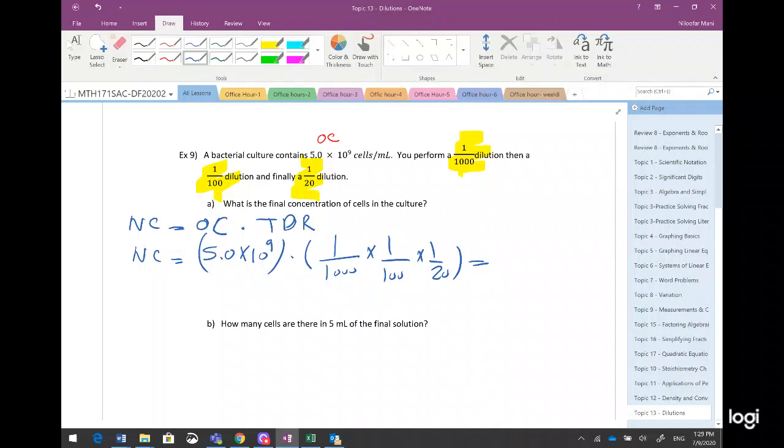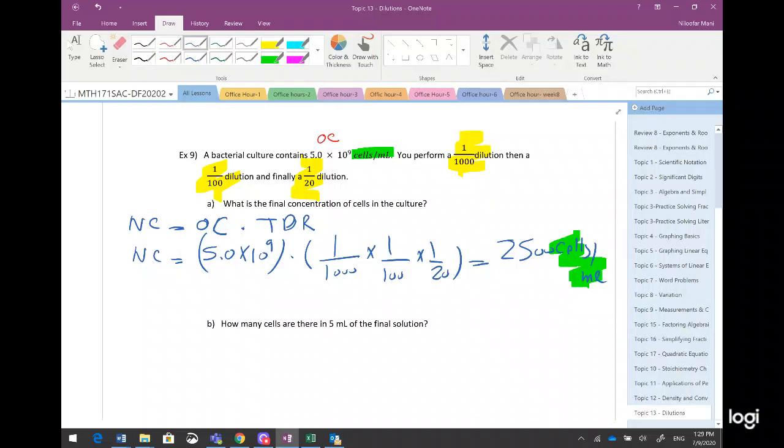It is 5 billion divided by 2 million. Am I right here? Yes, which is 2500 cells per milliliter. How do I know it's cells per milliliter? I can look at the old concentration, so that is my unit. Okay, so that's my new concentration.